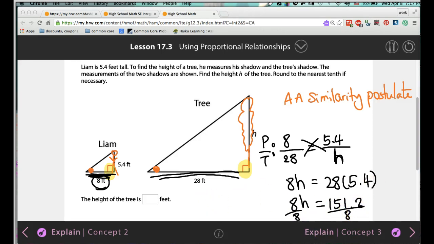Okay, and so when we do that, I wish I had more space down here, our h is going to equal 18.9. Okay? So what is the answer? The height of the tree is 18.9 feet.